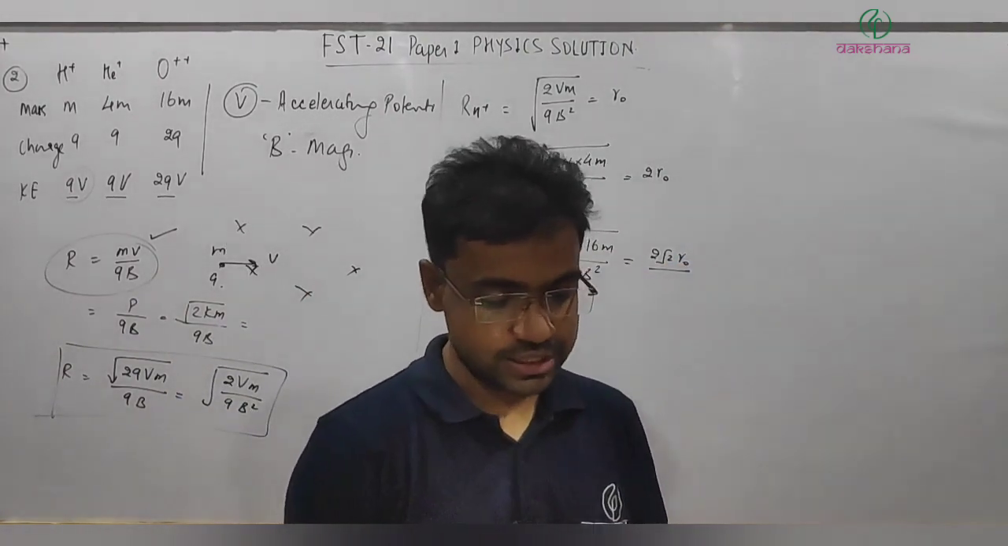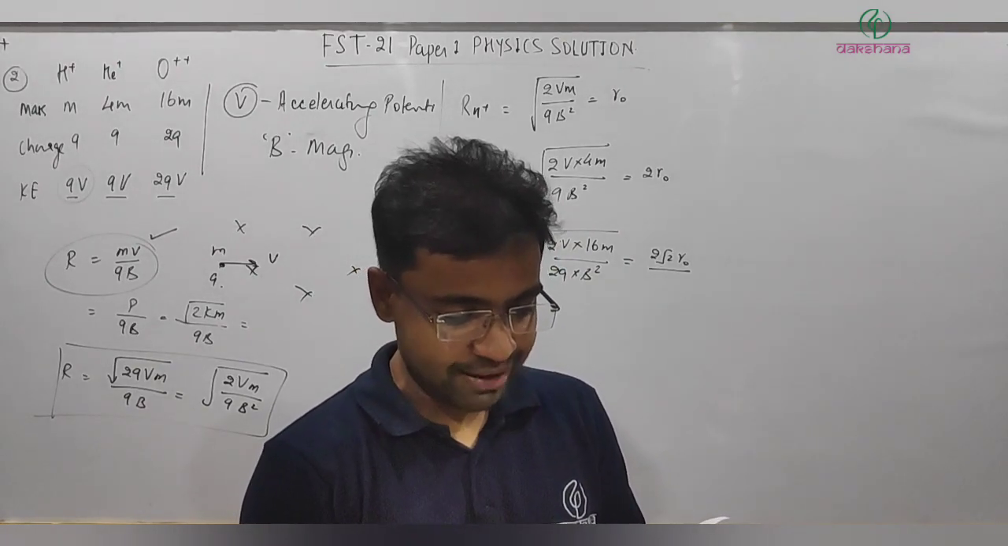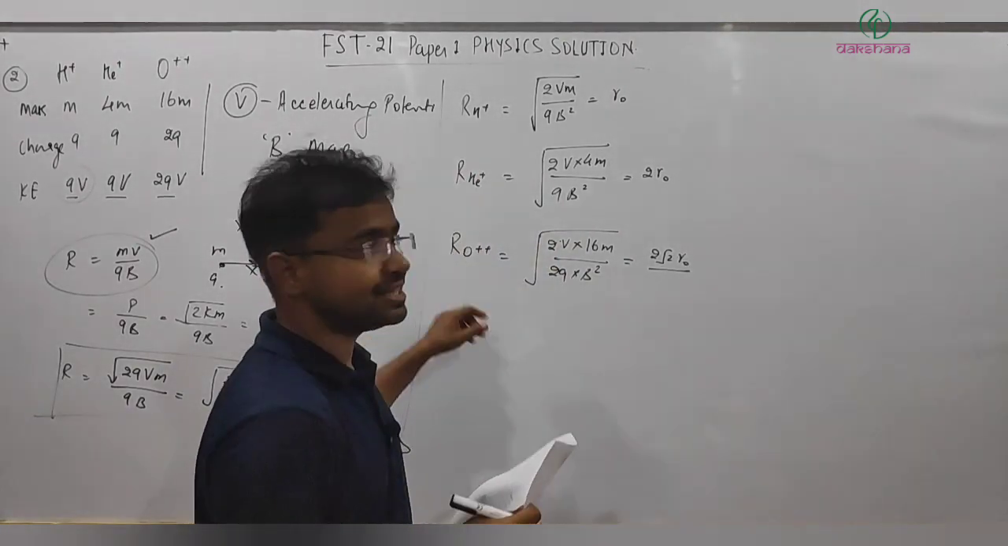Let's now look at the answers. So H plus will have the least radius among all these three particles.